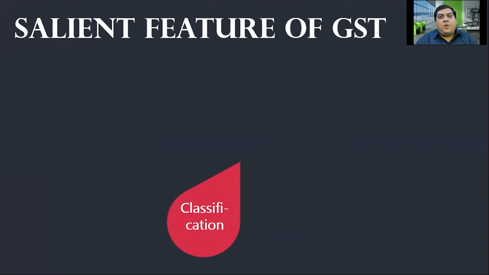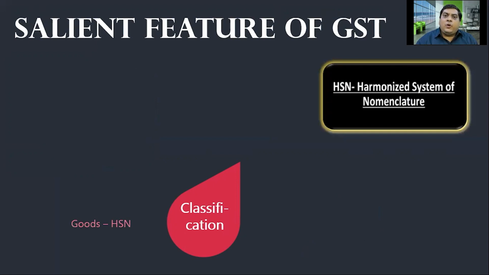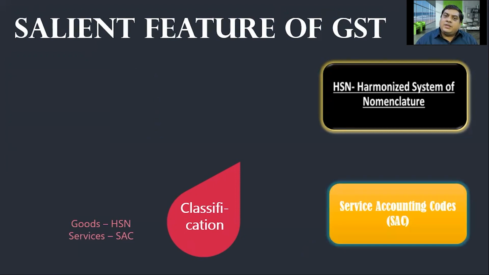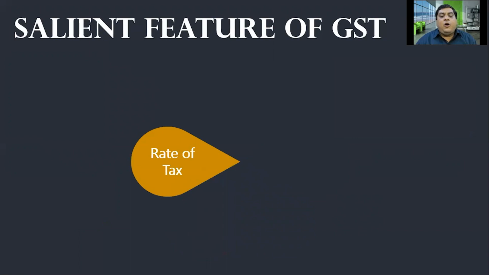Now, the most important question is, how are we going to segregate the goods and services for the purpose of taxation? In India right now, we are following the international norms, which is the HSN nomenclature of classifying goods. For services, there is no international standard yet, so we are following our own Service Accounting Codes. Now this HSN and SAC form the basis of determining the rates of tax.